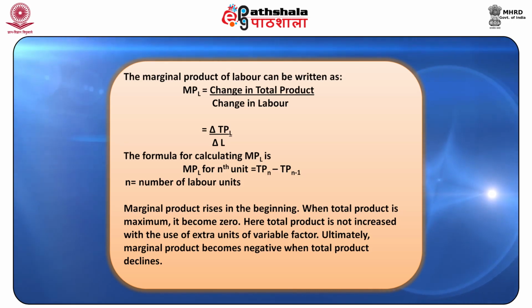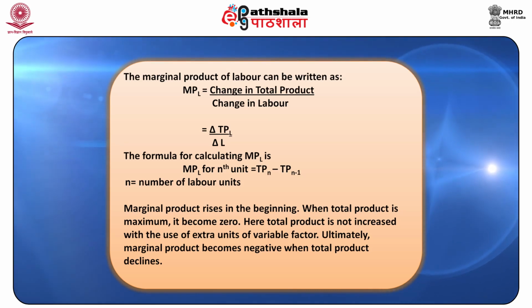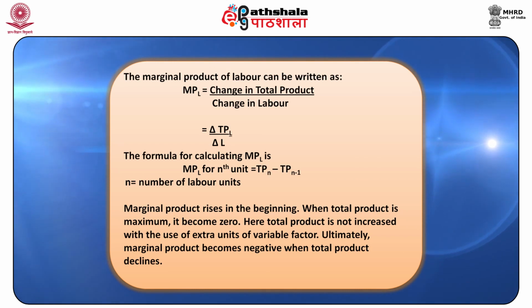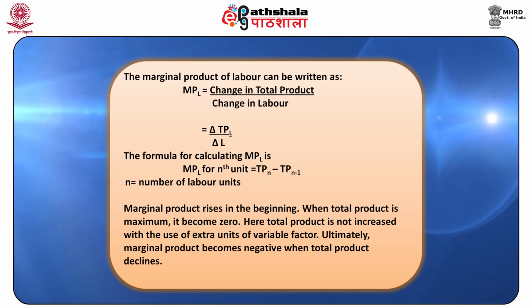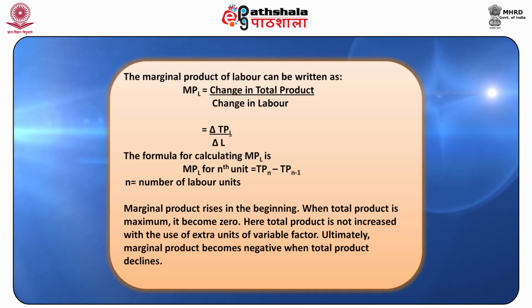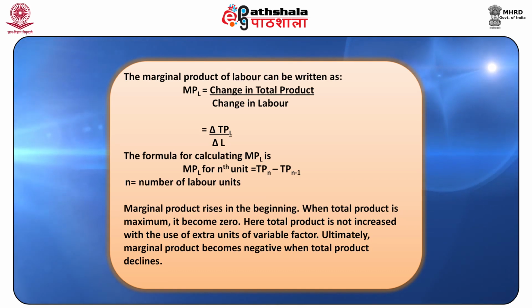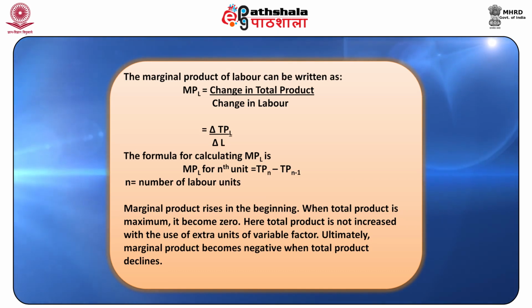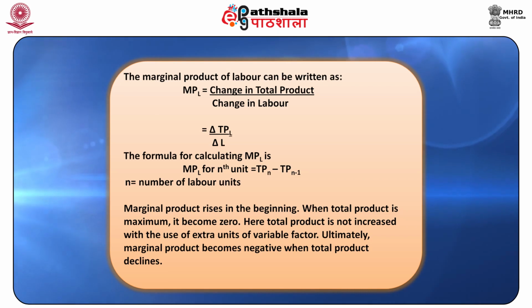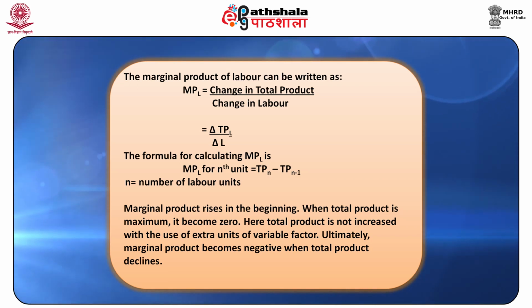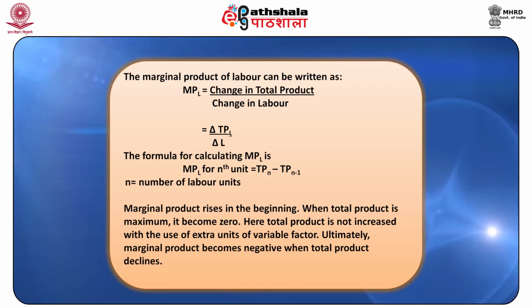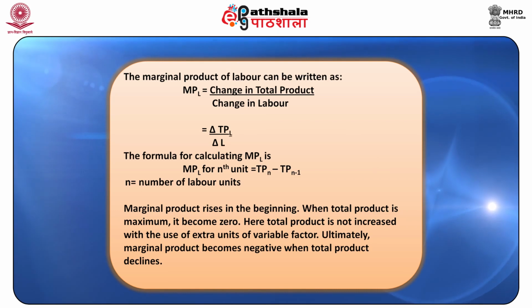The marginal product of labor can be written as MPL = change in total product upon change in labor, which is equal to ΔTPL/ΔL. The formula for calculating MPL is MPL for nth unit is equal to TPn minus TPn-1, where n stands for number of labor units.